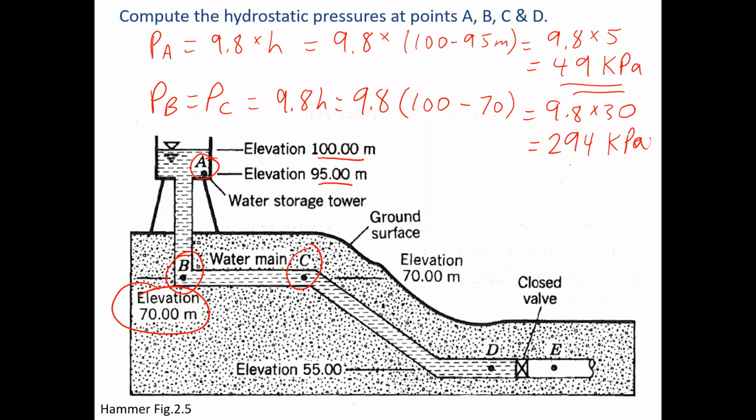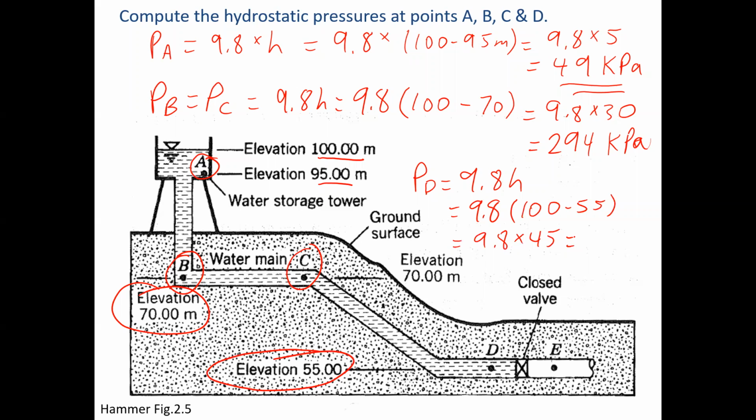Okay, and one more, D. We'll squeeze D in down here. Pressure at D, same formula, 9.8H. 9.8 times, in this case, the elevation is listed as 55. So 100 minus 55 is my total elevation, and that's 9.8 times 45. Put that in my calculator. 9.8 times 45. I'm getting 441 kilopascals.